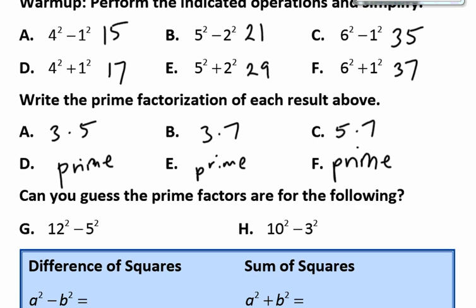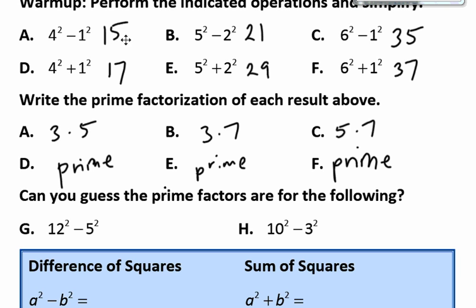As a follow-up for G and H, can you guess the prime factors for the following? What I mean is, for G, I don't want you to do 12 squared minus 5 squared, 144 minus 25. Yes, you could do that, but I want you to guess by looking at the pattern that we saw from part A, B, and C.